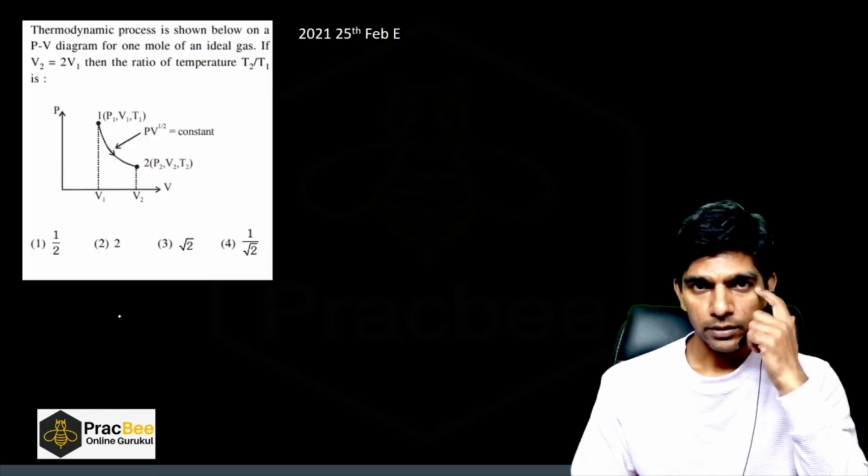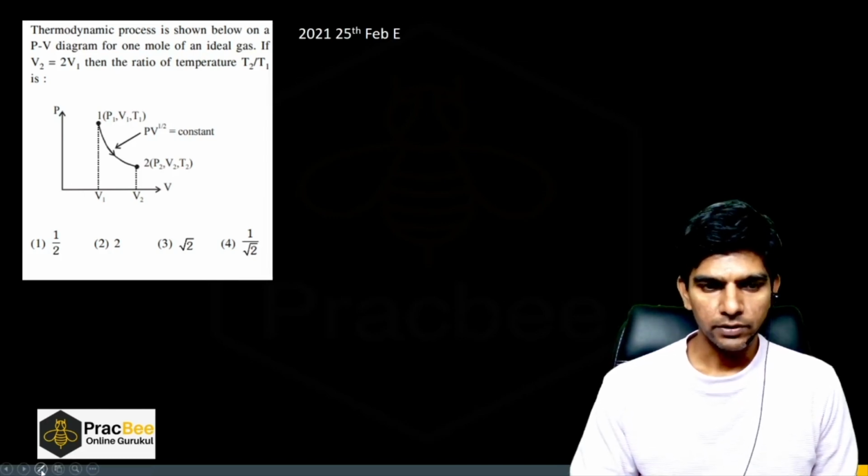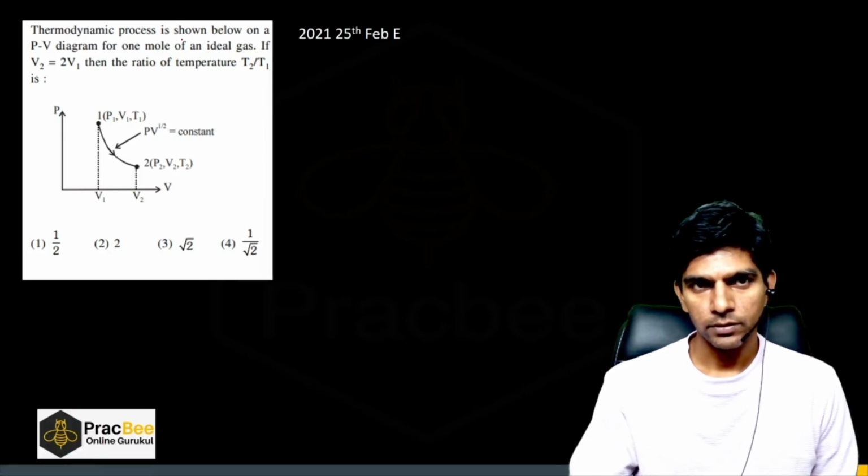So let us see a typical question for this particular section. We have a thermodynamic process on a PV diagram for 1 mole of an ideal gas. So N is given.